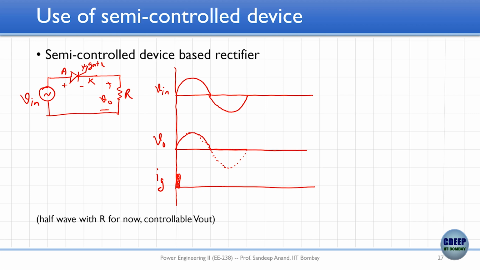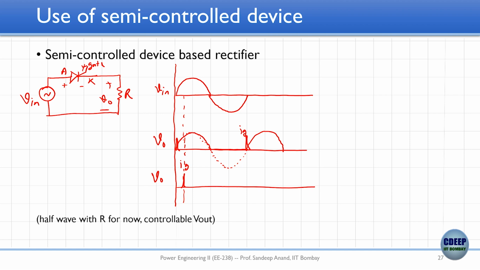And then it will remain 0 because of half wave, and then again the same waveform, given that I give Ig again here. Now, what happens if I do not give Ig at the beginning, but I give Ig a little bit later, let us say somewhere in the middle of this section, this is where I give Ig.